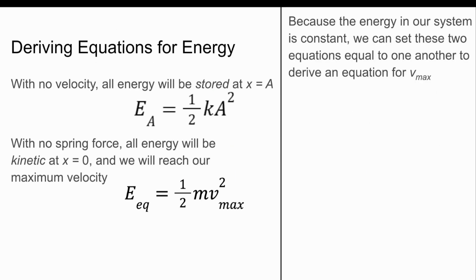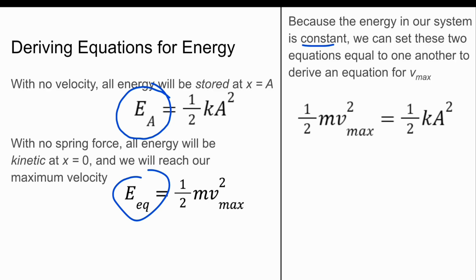And since we know that the energy in our system is conserved and constant over time and throughout all of our positions, we can set our energy at position A equal to our energy at our equilibrium position. So 1/2 mass times velocity max squared should equal 1/2 times the spring constant times our amplitude squared. And we can solve for the maximum velocity here.